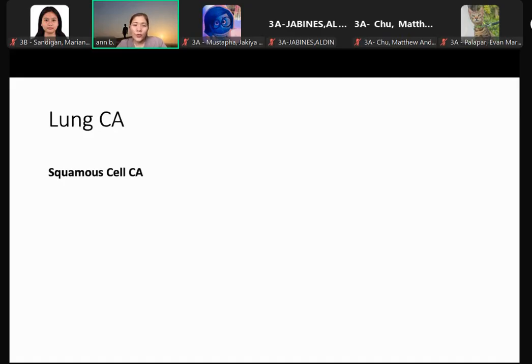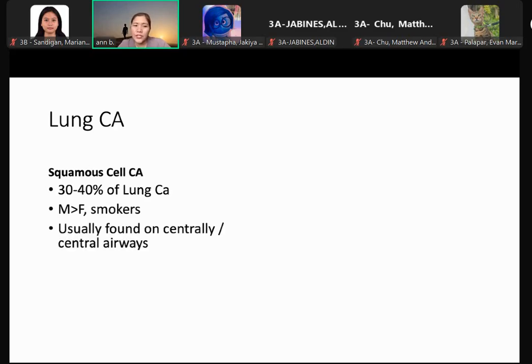Next, the common one, also common for smokers, is the squamous cell carcinoma. It is 30 to 40% of lung cancer. Again, number one is adenocarcinoma. The second most common is squamous cell carcinoma, but if the patient is a smoker, think squamous cell carcinoma. Male is more affected than female, and it is usually found centrally.